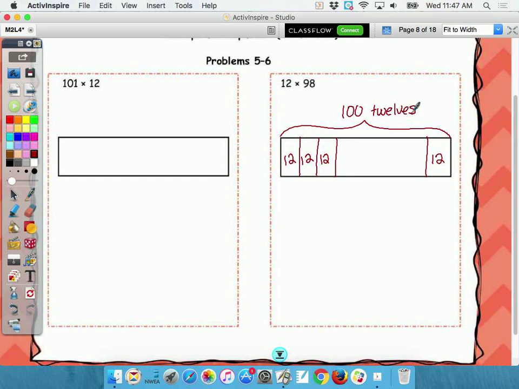Okay. So how many more is 100 than 98? 2 more. So how many boxes of 12 do I need at the end? 2. Because my actual is 2 away from my multiple of 10. That's a power of 10. So I have 98 12s I'm trying to figure out.